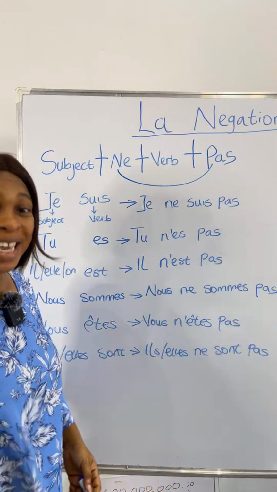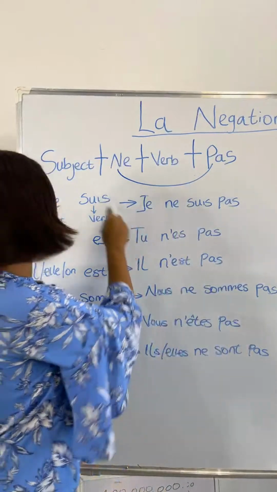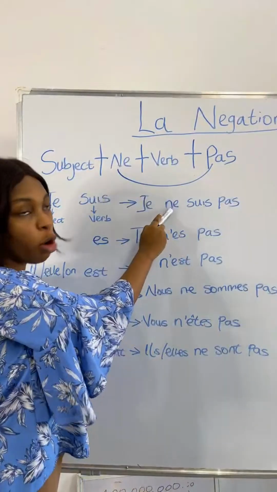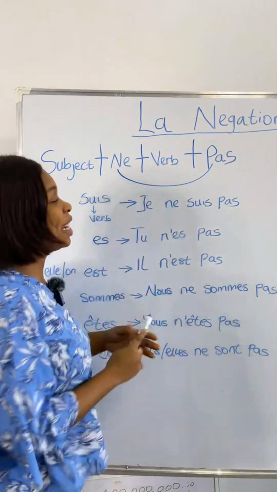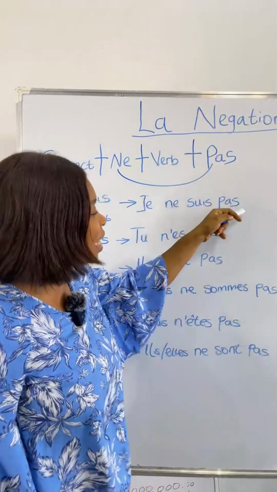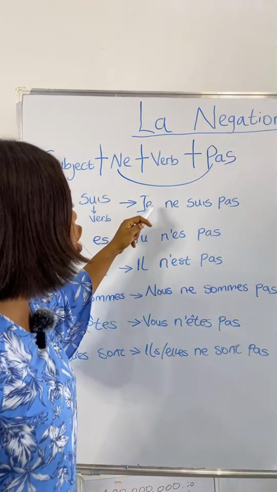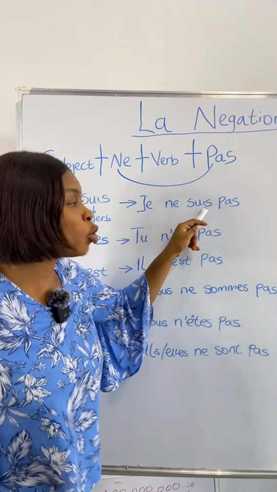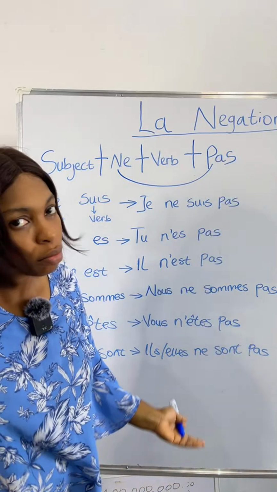You have your subject here, which is je, followed by your ne, followed by your verb suis, and the next thing that follows is pas. Please, it's not pass. This S is not pronounced at the end. So now it becomes: je ne suis pas. Meaning, I am not.